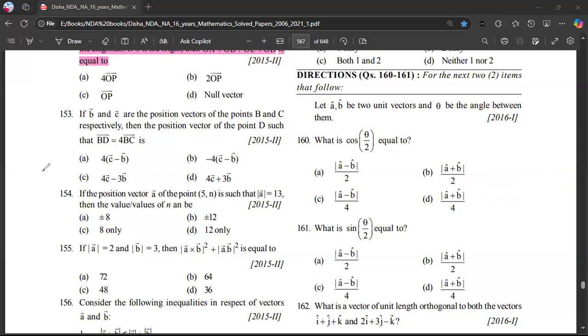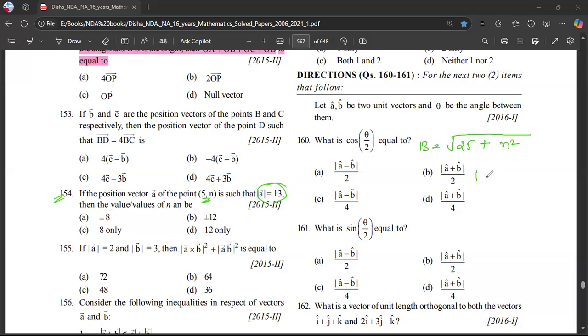Let's discuss the 154th question. If the position vector of the point A is (5, n) and the magnitude is 13, then find the value of n. So we know 13 is equal to the square root of (5 minus 0) whole square, 25, plus (n minus 0) whole square, n square. It should be equal to 13.